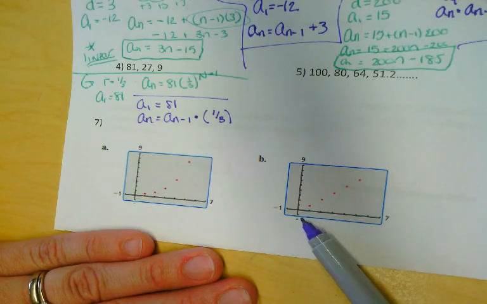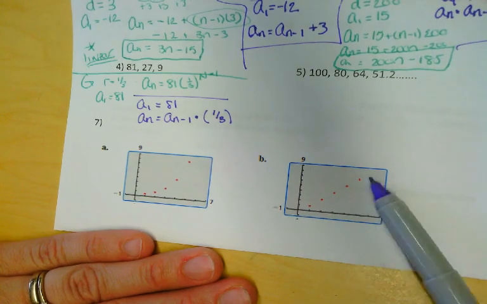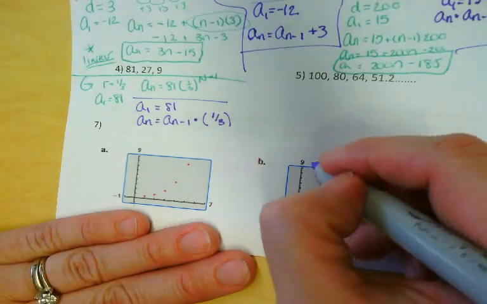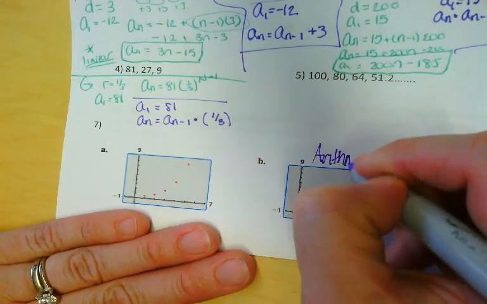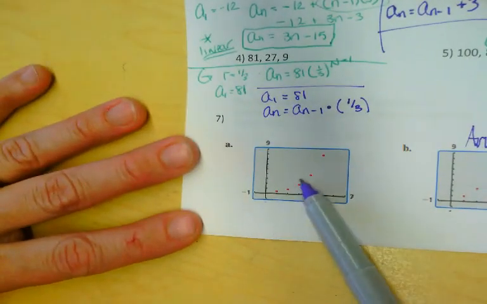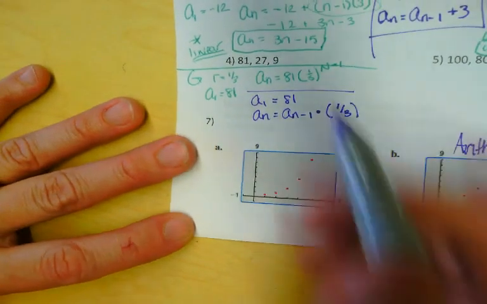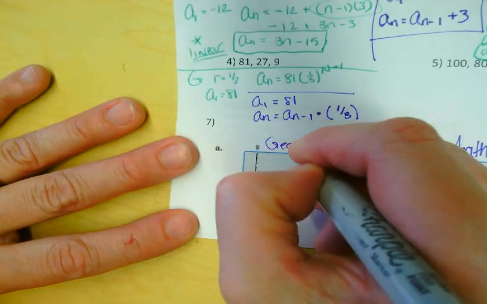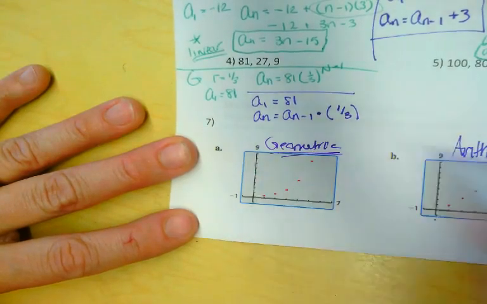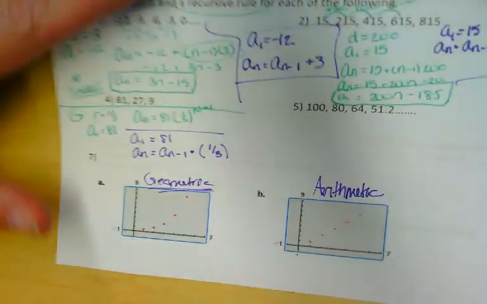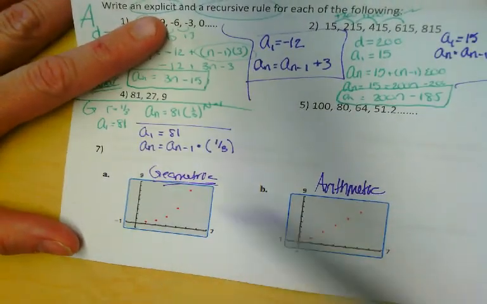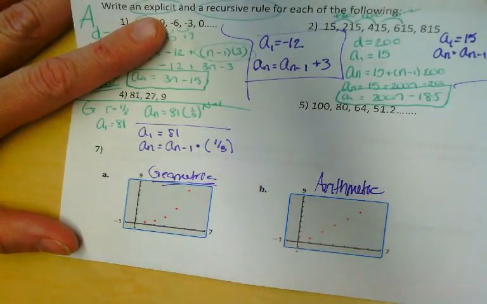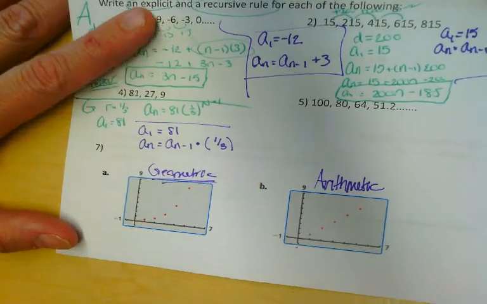Why arithmetic? It's linear. It's a line. So you've got to right away think this is arithmetic. When I'm looking at A, it creates that exponential, which is telling me right away it should be geometric. And that's something we kind of reviewed yesterday. We've got to know that geometric is my exponential, arithmetic is my linear. We're going to do it in 1 second.